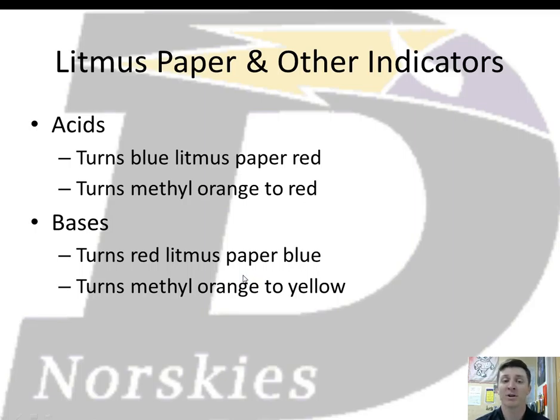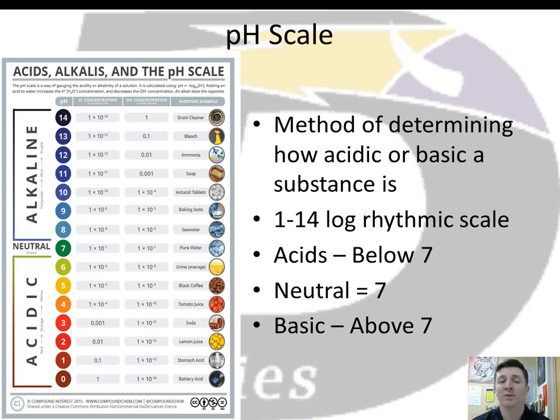So again, litmus paper and other indicators, I just mentioned this with the litmus paper. Acids turn blue to red, bases red to blue. Methyl orange is going to go to red when it comes in contact with an acid. Methyl orange will turn to yellow when it comes into contact with a base. So again, I kind of separated this slide out because this is a separate skill that you have to know. You will have to know about the pH scale.